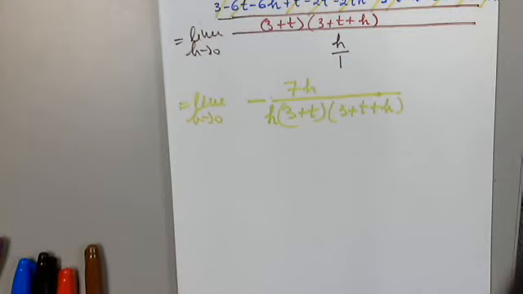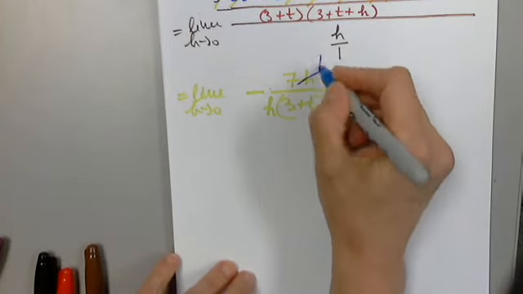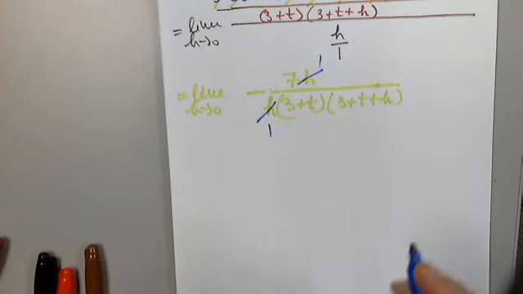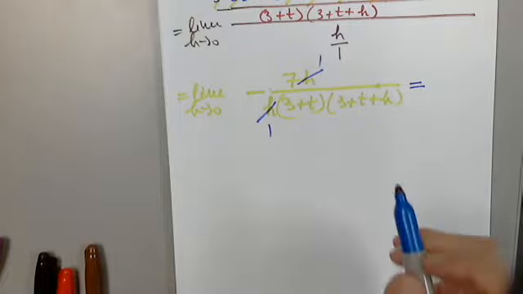What would happen at this stage? I must, like before, do what? Cancel h, they go away, and only now I replace h by 0. So this approaches 0. The numerator is negative 7. What about the denominator? That's it.